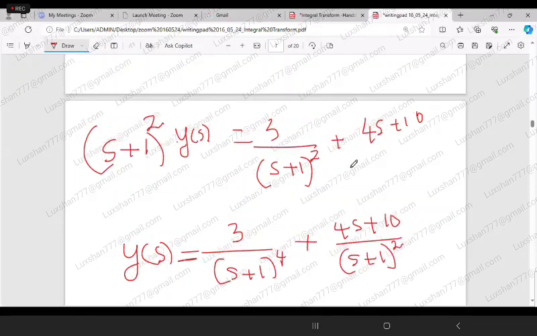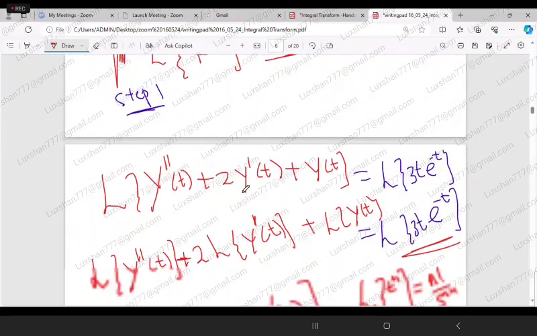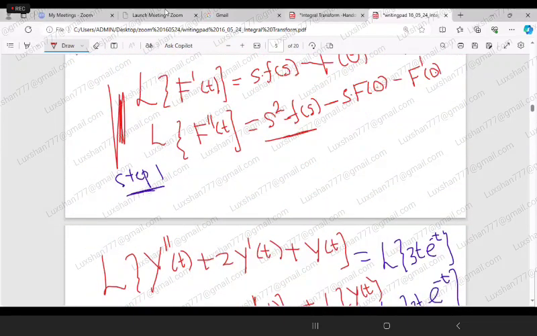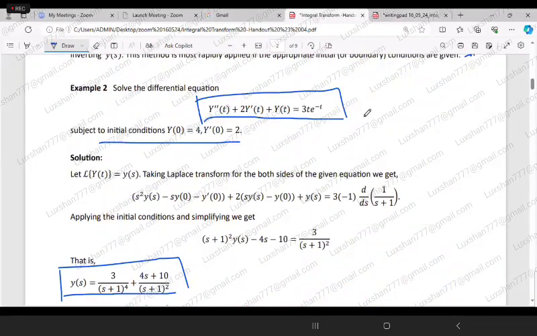Okay. Now actually, solving this differential equation means what actually? We have to find capital Y(t). So the question is, what is capital Y(t)? That is the question. Solving this differential equation means we want to find out our capital Y(t).